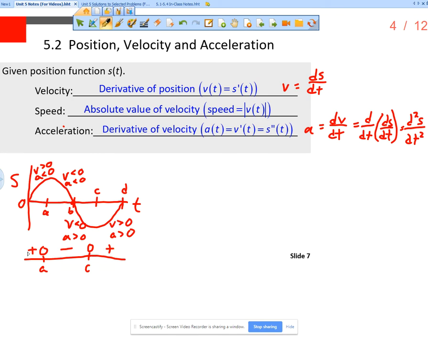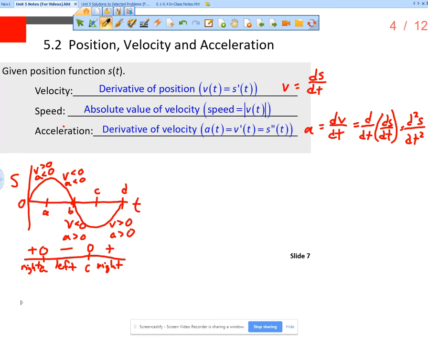Well, from 0 to A, we're traveling to the right, or up, or whatever. From A to C, we're traveling to the left. And then from C to D, we're traveling back to the right again. All right. So this is what we can say is the motion of the object.